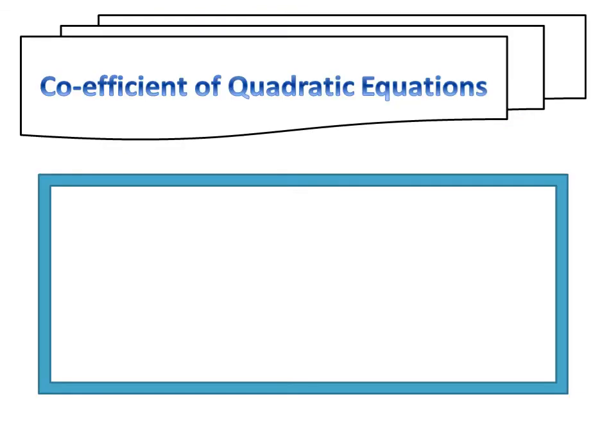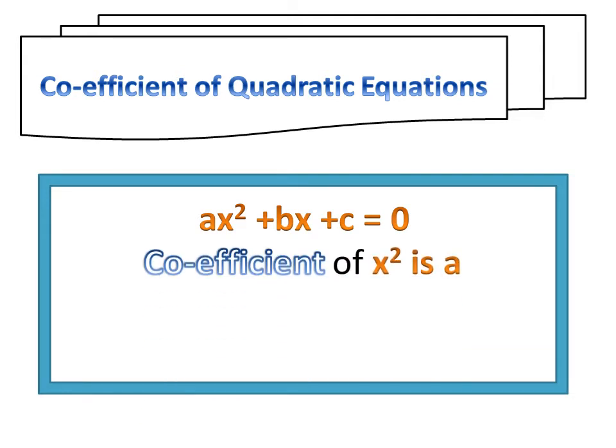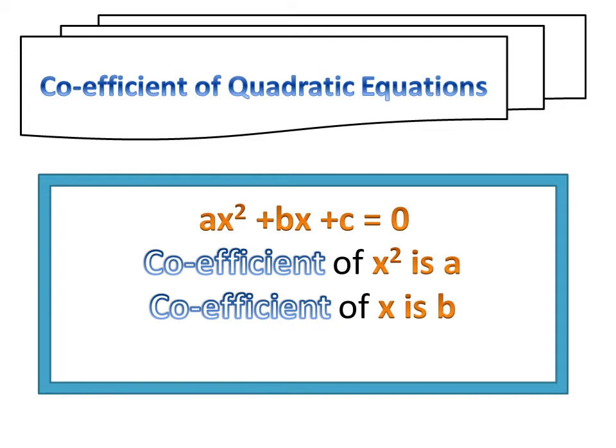And the coefficients of the quadratic equation: suppose the quadratic equation is ax square plus bx plus c equal to 0. Here we use three real numbers which are a, b and c. The unknown variable is x and the highest power of x is 2. That's why this is also called the equation of second degree. In this equation, the coefficient of x square is a and the coefficient of x is b. And c is considered as a constant number.